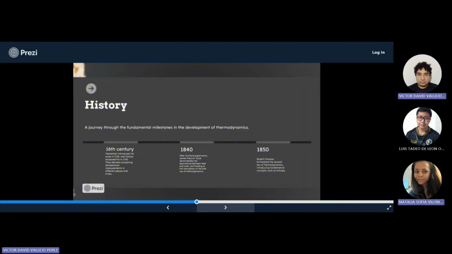Interesting. Who has contributed to changing our understanding of heat? James Prescott Joule conducted an experiment in 1840 that demonstrated the equivalence between mechanical work and heat. This led to the formulation of the first law of thermodynamics. The second law, which introduces the concept of entropy, was developed by Sadi Carnot, Rudolf Clausius, and William Thomson, or Lord Kelvin, in the 19th century.